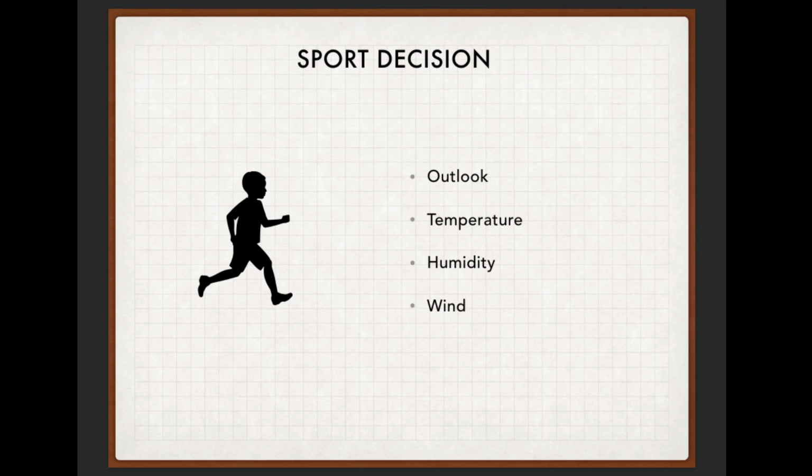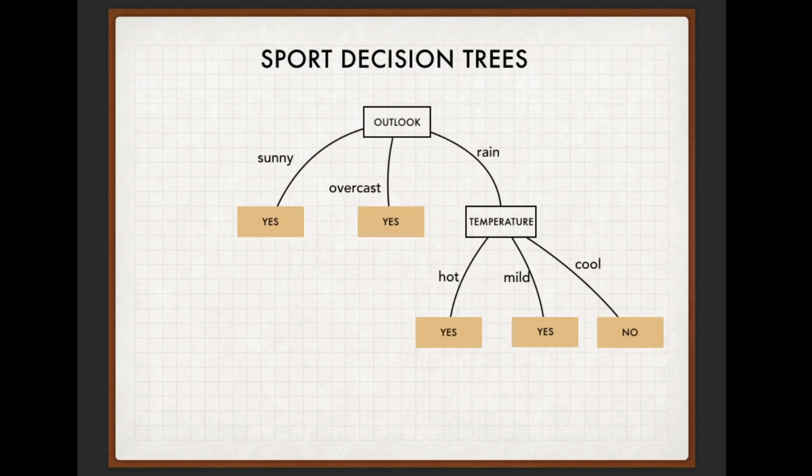A typical decision-making process, not surprisingly, would go like this. Let's first look at the outlook. If it's sunny, yes, we do the sport. If it's overcast, yes, we do the sport. If it's raining, well, let's consider the temperature, and we make our decisions accordingly. Obviously, we haven't considered the factors of wind and humidity in this decision procedure. You are not forced to use all of the factors or the attributes of the weather.